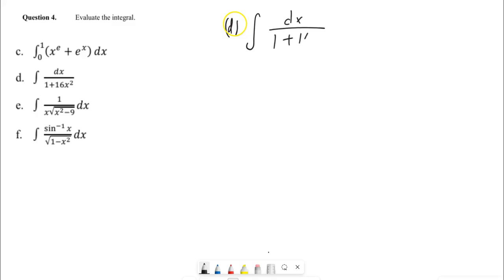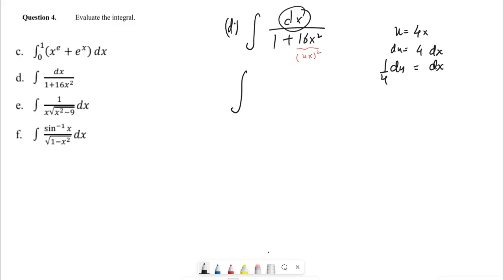Let's work on part D. dx by 1 plus 16x squared. I'm going to try to use the substitution u as 4x. du would be 4 dx. I did that because this thing looks like 4x squared, right? So when I do the integral, dx can be replaced by du times 1 by 4, by dividing by 4. So 1 by 4 is a constant and can come out, times 1 by 1 plus, in place of 16x squared I can write u squared. You see, 4x squared is u squared.